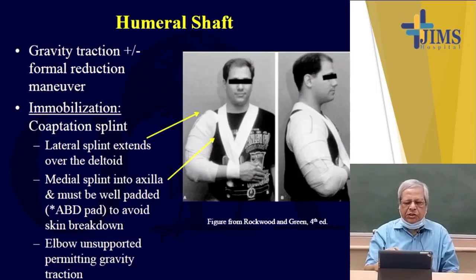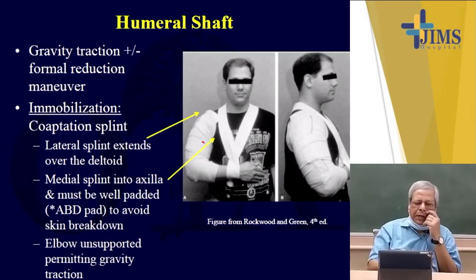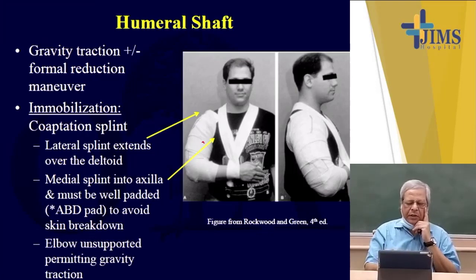This is a humeral shaft fracture. Fracture is here. What happens? There is a plaster slab applied here. This elbow is hanging free. So the weight of the arm causes the reduction: gravity traction plus a formal reduction maneuver. Gravity acts as the traction force.